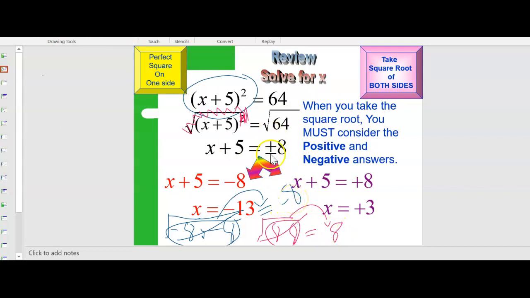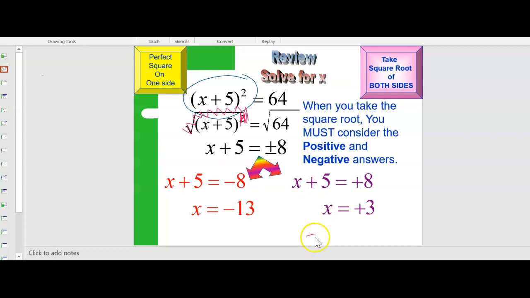So don't forget you always have a positive and negative answer if you square root a positive number. So next time just remember you have a positive negative result. So you have two results here. Okay, and let me erase this. So here we get rid of the square and we set x plus 5 out, and it equals one result is positive 8, one result is negative 8.